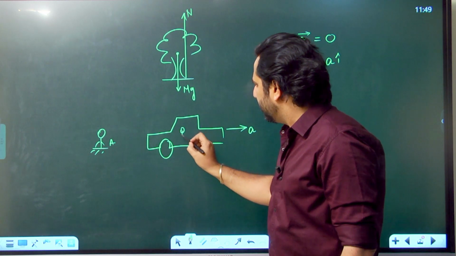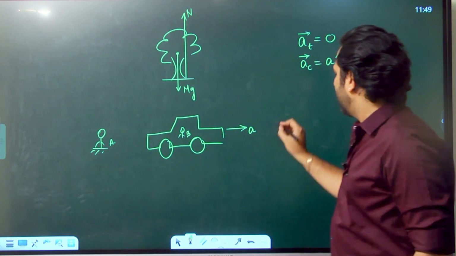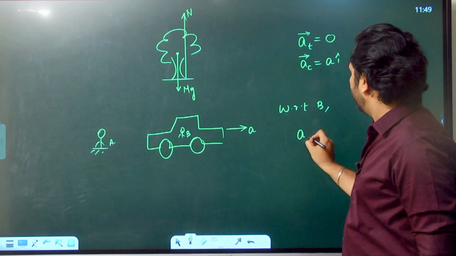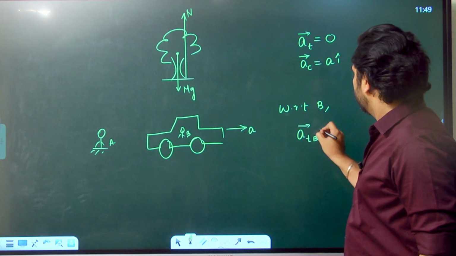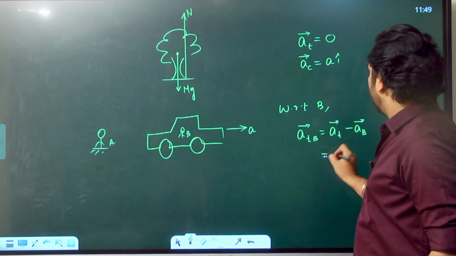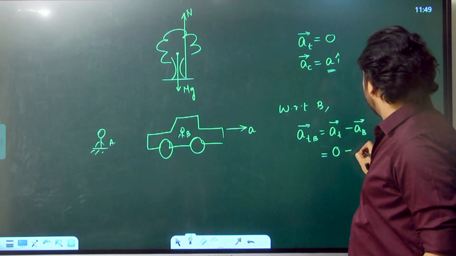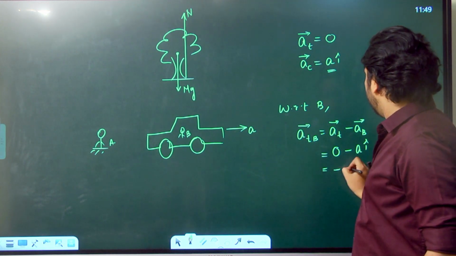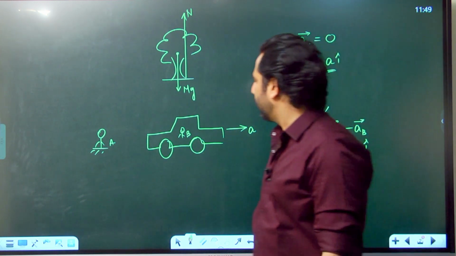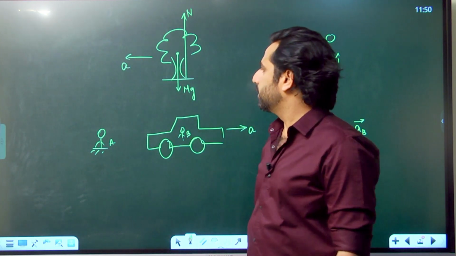But if there is a person B inside the car and he is trying to apply Newton's first law or second law on the tree, then with respect to person B, the acceleration of the tree with respect to B is equal to the acceleration of the tree minus the acceleration of person B. Acceleration of the tree is 0. Acceleration of person B is nothing but the acceleration of the car, which is a i cap. So the acceleration of the tree with respect to the person is minus a i cap. It means that B observes that the tree is accelerating towards the left with an acceleration a.